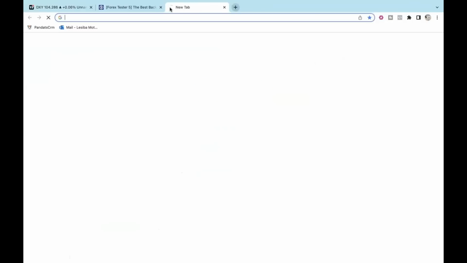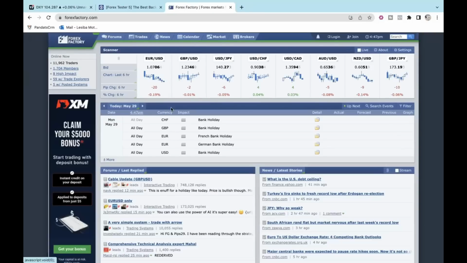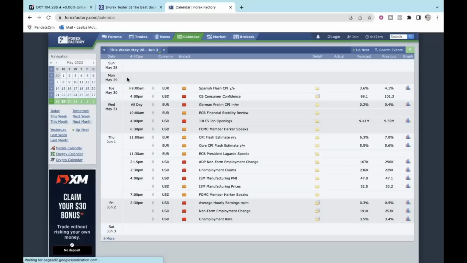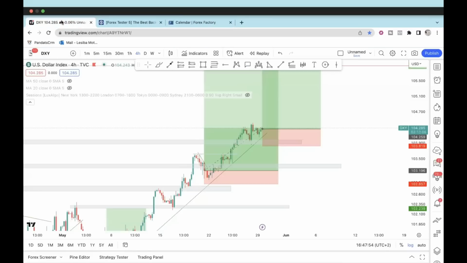We'll just have to see when news is going to be effective. You can see today is a holiday, so nothing much is going on. But as of tomorrow, Tuesday, we've got the consumer confidence here at 4 p.m. South African time, and then everything followed. That means as of tomorrow, from 4 p.m., that's when we are going to see massive movements. So that's something we should expect.